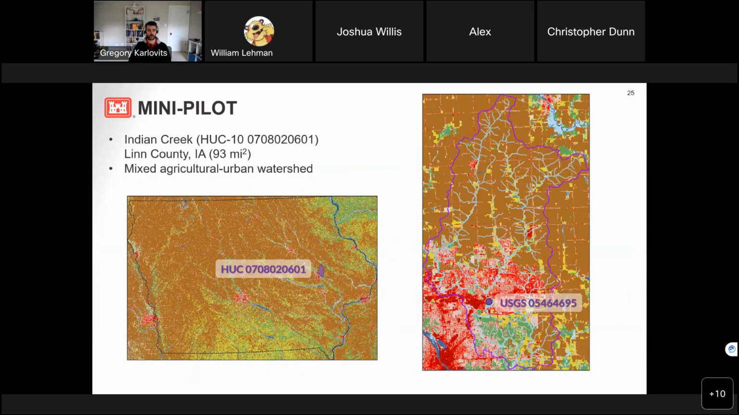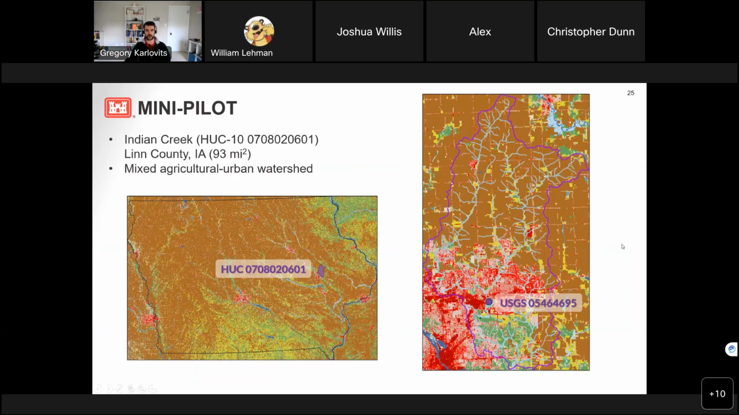It's 93 square miles in east central Iowa. It's a mixed agricultural and urban watershed, so there's a significant damage area down here. This is Marion, Iowa, and this is Cedar Rapids right here, where they're building a big levee right now. So this has a pretty significant damage center. There's a USGS gauge down here.